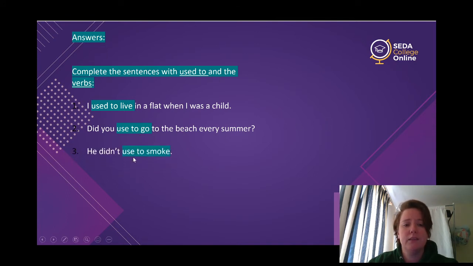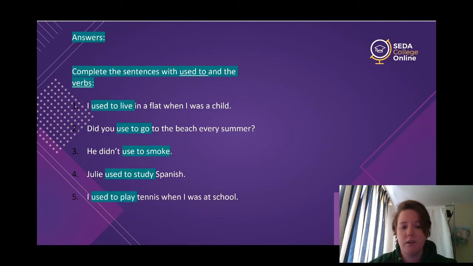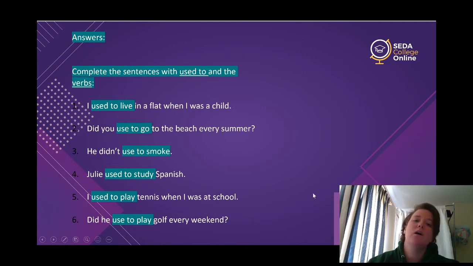So, he didn't use to smoke. Again, no D in negative. Julie used to study Spanish. Does she study now? No. In this sentence, she doesn't study Spanish at the moment, okay? But she used to in the past. Number 5. I used to play tennis when I was at school. Do I play tennis now? No, because it was only when I was at school. And number 6. Did he use to play golf every weekend? No D.